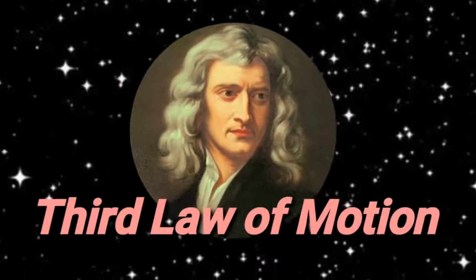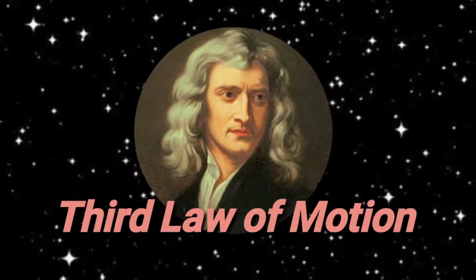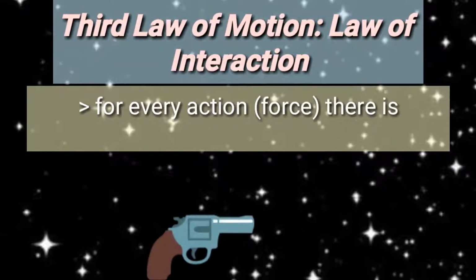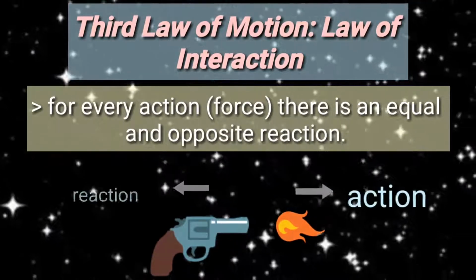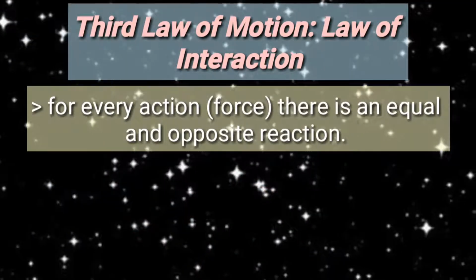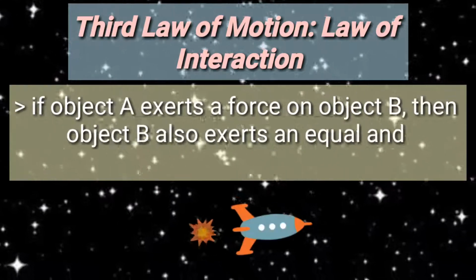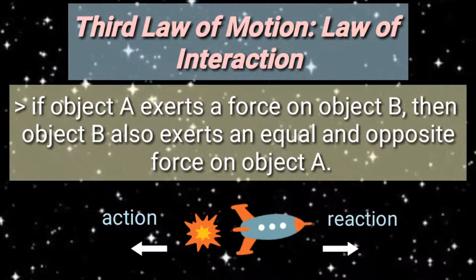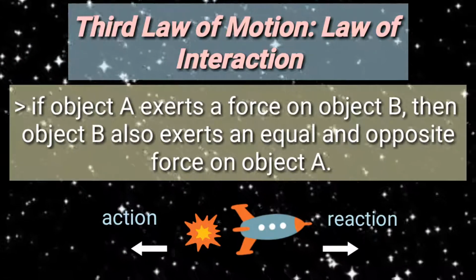The third law of motion of Isaac Newton is the law of interaction. This law states that for every action, there is an equal and opposite reaction. In other words, if object A exerts a force on object B, then object B also exerts an equal and opposite force on object A. And lastly, these are the 3 examples of the law of interaction.